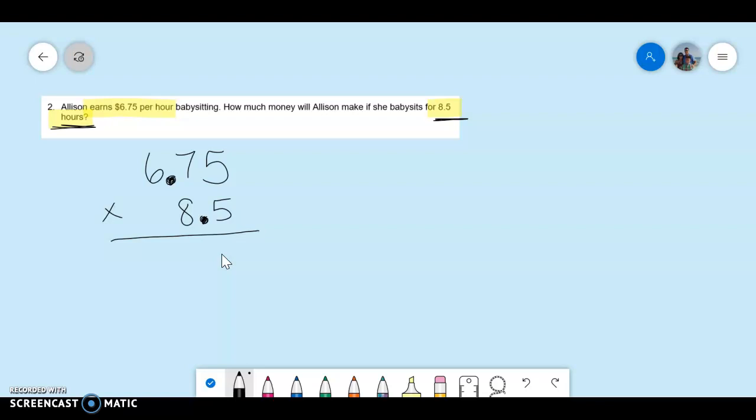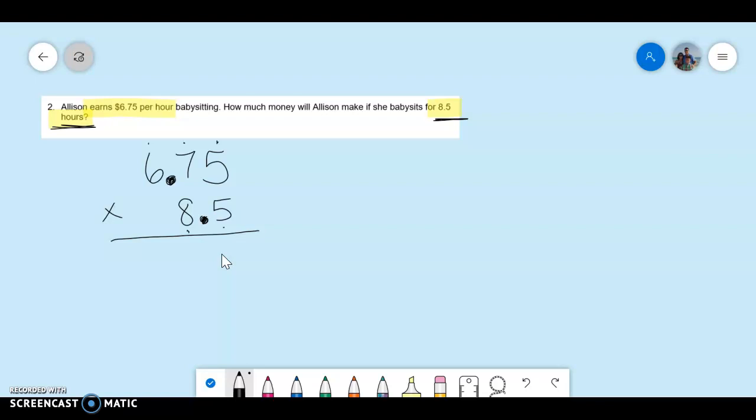Another thing to know about multiplying decimals is you put the number with more digits on the top. So for example, this has 1, 2, 3 digits. The digits are the names for how many numbers. So $6.75 has 3 digits. Since it's longer, it's on the top. The 8.5 hours only has 2 digits. It's smaller in length, so it goes on the bottom. It's not which one is the bigger number in value, it's which one is longer.